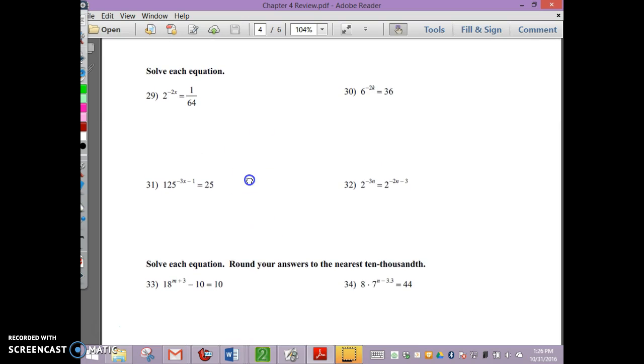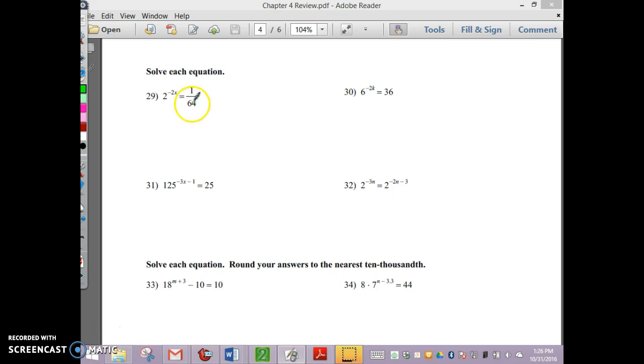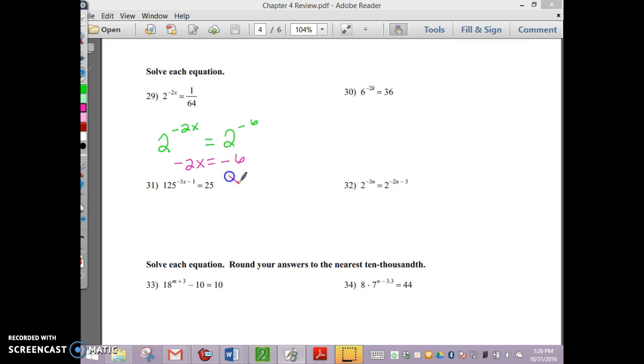Let's see. Let's do equating the base. So let's do this first one. 64 can also be written as a power of 2. So 2 to the 6th, yeah, 2 to the 6th is 64. So 2 to the negative 6th is 1 over 64. Now since my bases are the same, I'm going to set my exponents equal to each other, and x is 3.